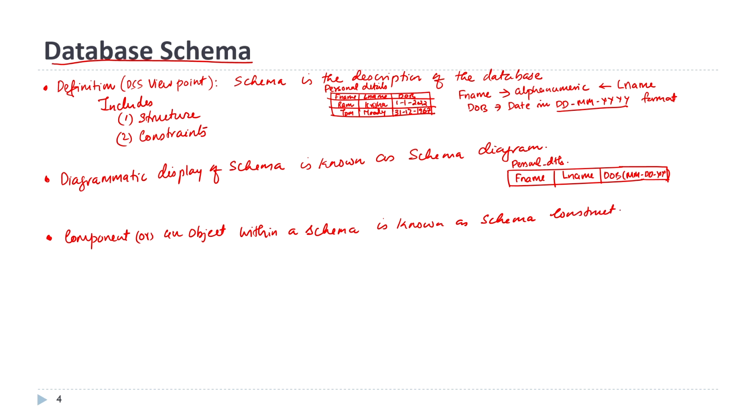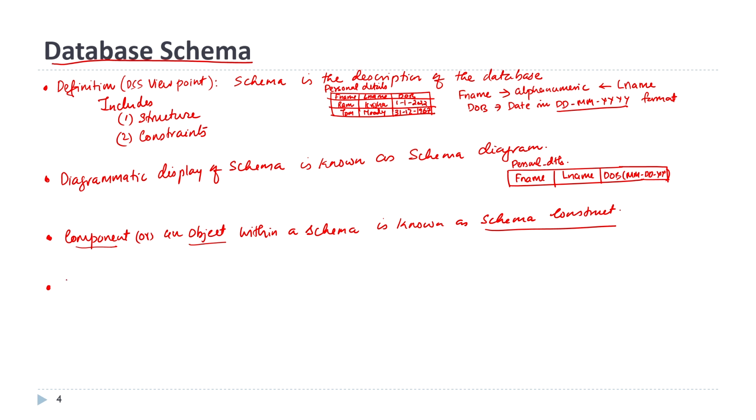So, if somebody says that I am working on a schema construct, they are talking about one particular component or an object within the schema. It can be a row, it can be a column; they are talking about some specific aspect of the schema. Then you should remember this point also: the actual data that is stored in the database at a particular moment of time is the database instance.